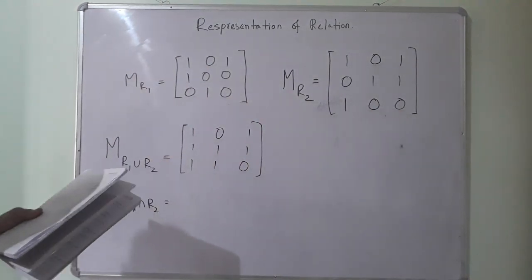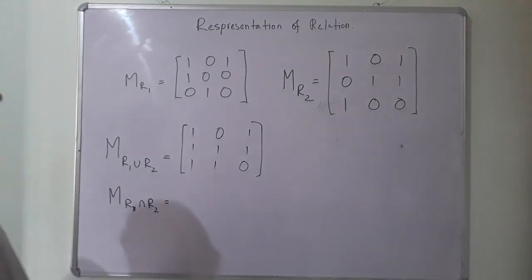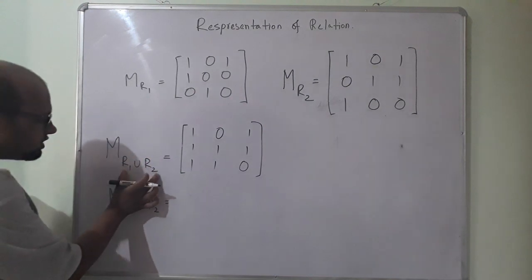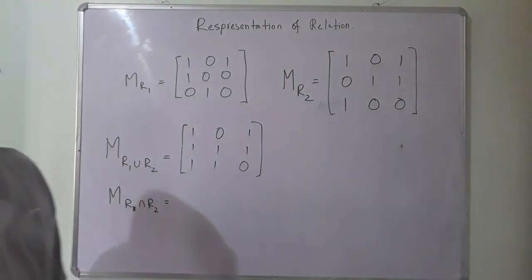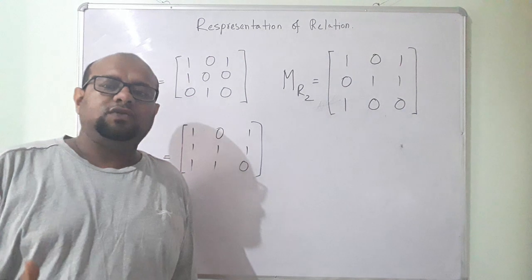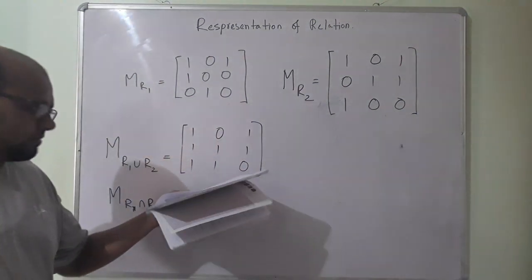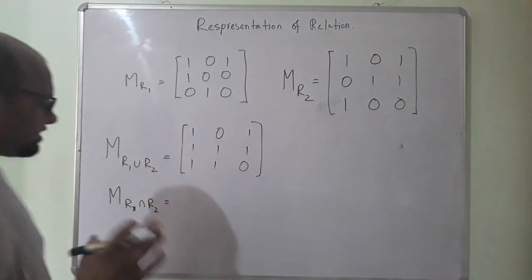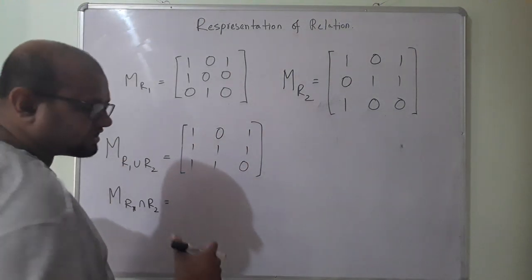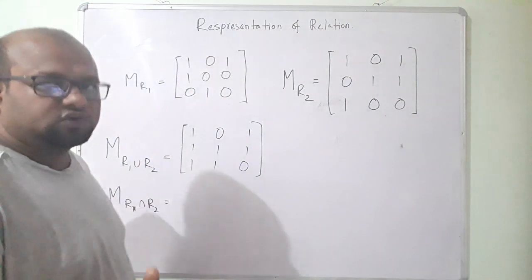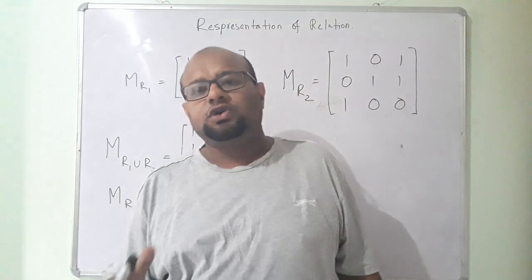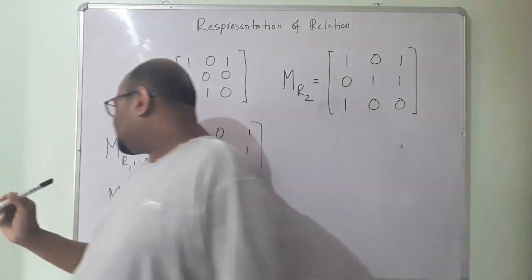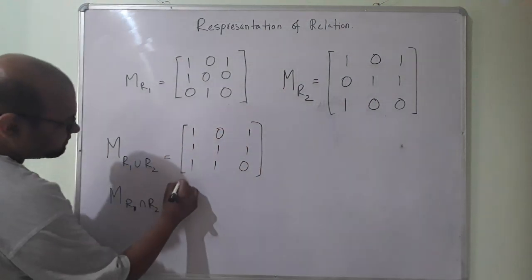Alright, so this is what I have. This is the matrix representing the union of these two relations, R1 union R2. So R1 union R2 will also be a relation. This is the matrix representation of that relation. Alright, so let us next look at the relation R1 intersection R2. Their intersection will also be a relation, so let us look at the matrix representation of that relation.